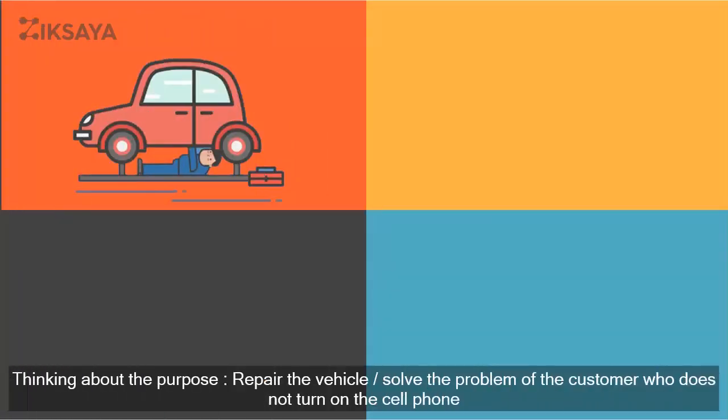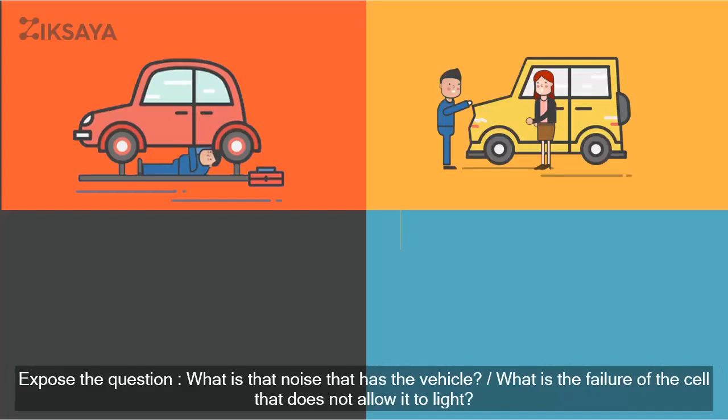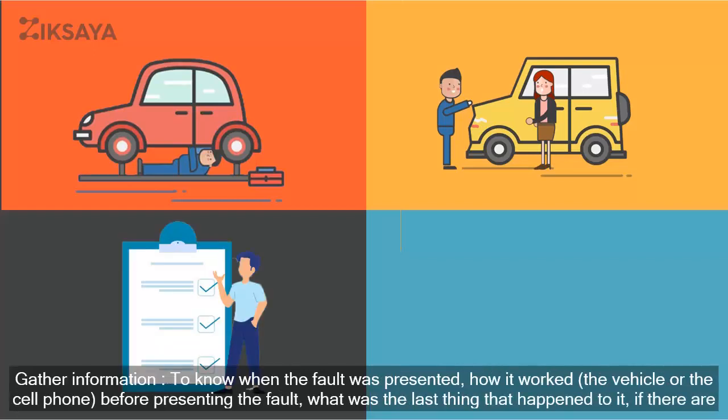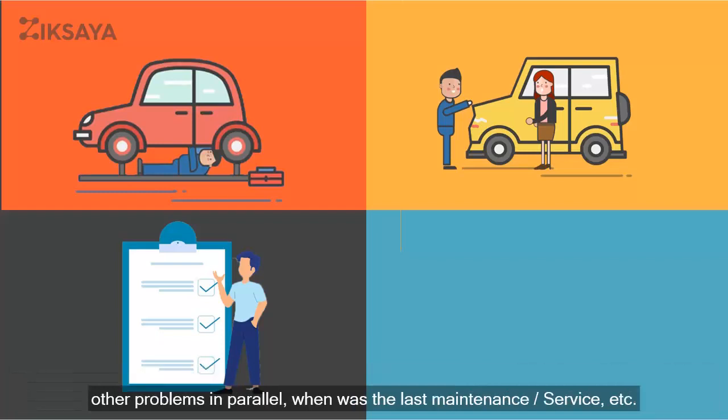Thinking about the purpose: repair the vehicle, solve the problem of the customer whose cell phone does not turn on. Expose the question: what is that noise the vehicle is making? What is the failure of the cell phone that does not allow it to light? Gather information, to know when the fault was presented, how the vehicle or the cell phone worked before presenting the fault, what was the last thing that happened to it, if there are other problems in parallel, when was the last maintenance, service, etc.